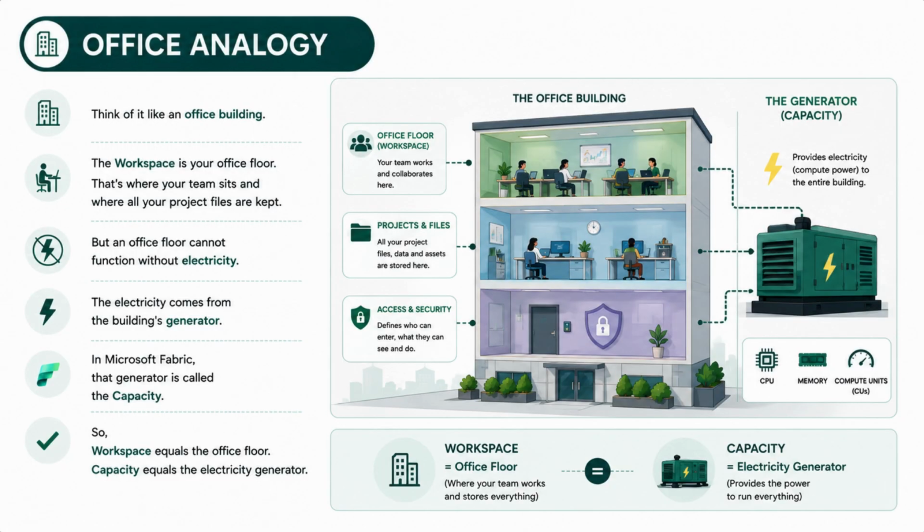Let's understand this concept with the help of an example. Think of it like an office building. The workspace is your office floor. That's where your team sits and where all your project's files are kept. But an office floor cannot function without electricity. The electricity comes from the building's generator. In Microsoft Fabric, that generator is called the capacity. So, workspace equals the office floor, capacity equals the electricity generator.